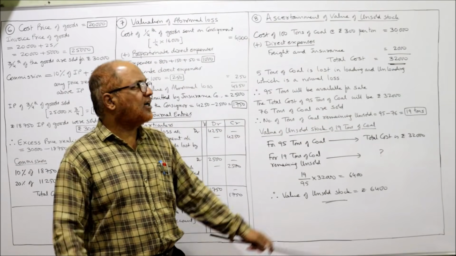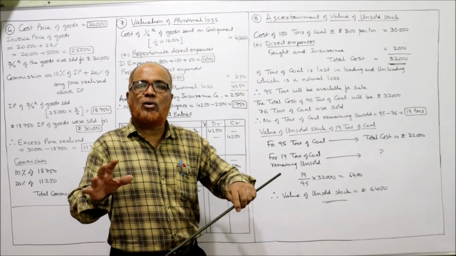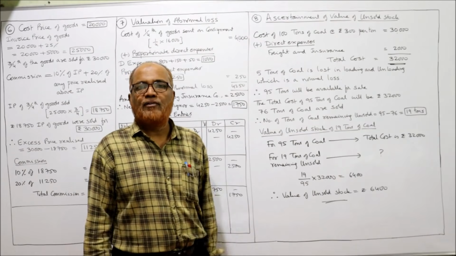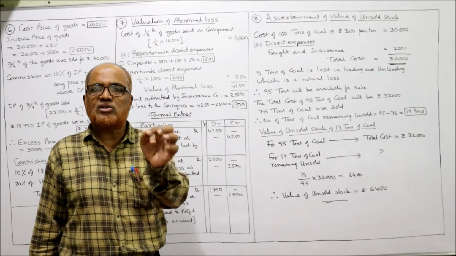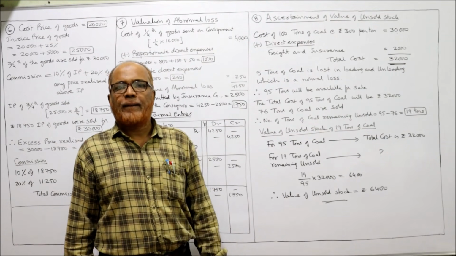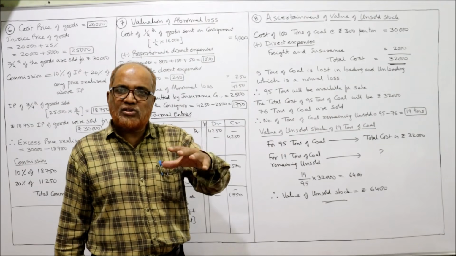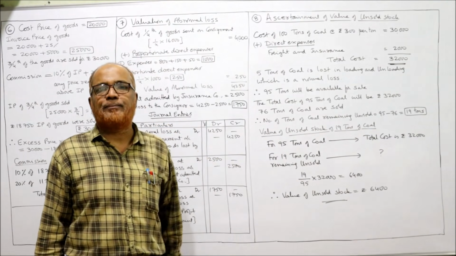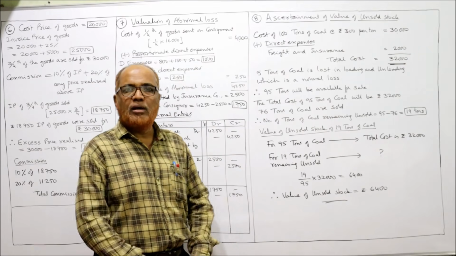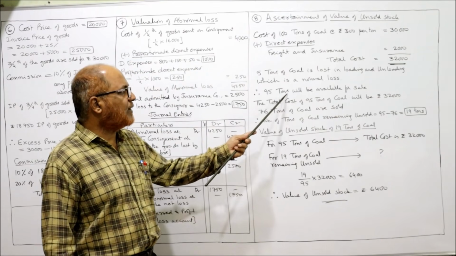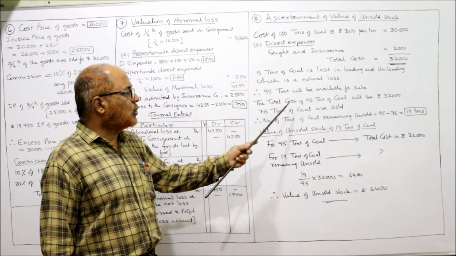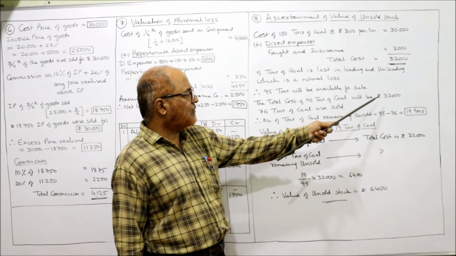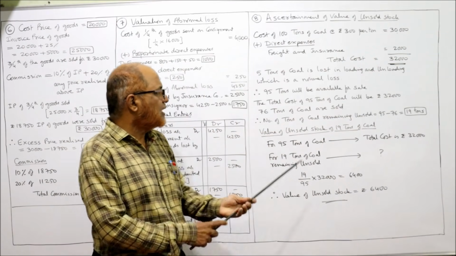Now we should not treat this 32,000 as the total cost for 100 tons. We should treat this 32,000 as the total cost for 95 tons, because the normal loss will be adjusted in the available coal. So 95 tons will be available for sale, and the total cost of 95 tons of coal will be 32,000.